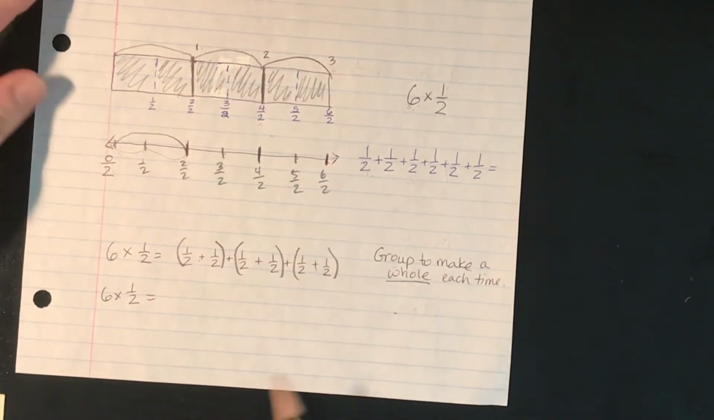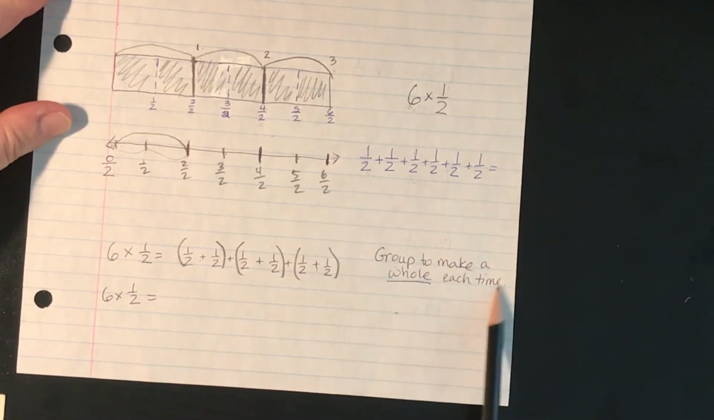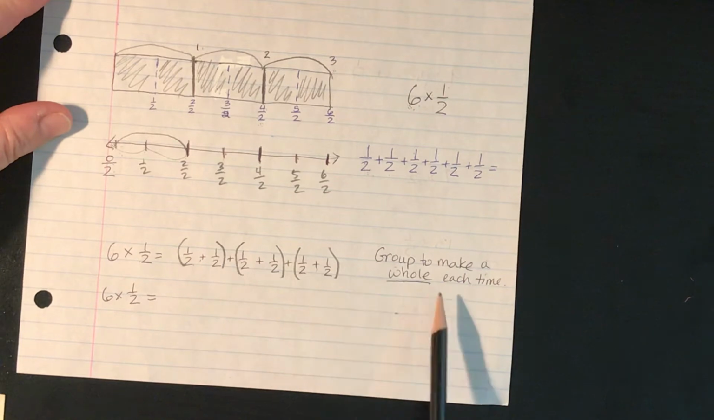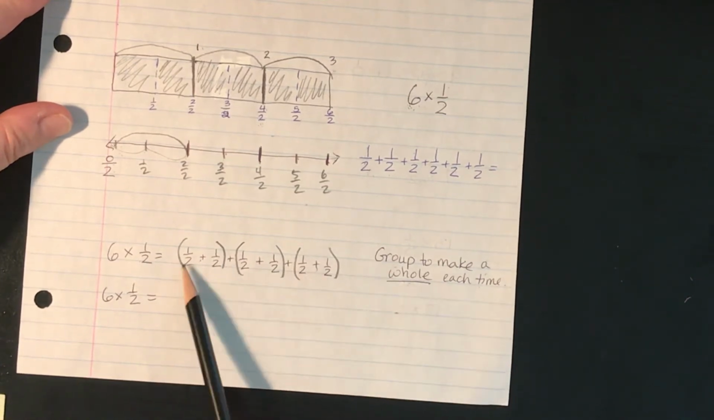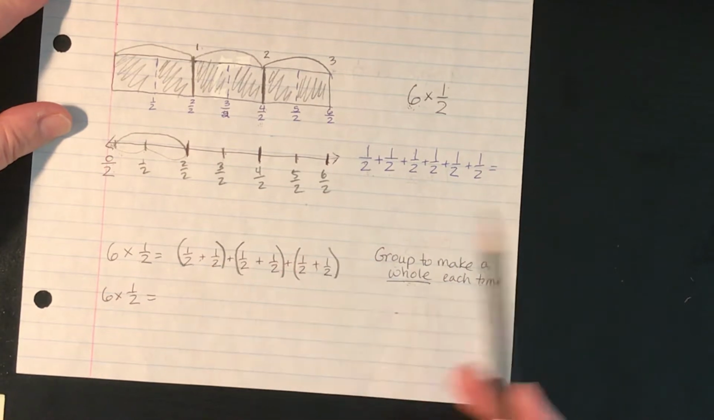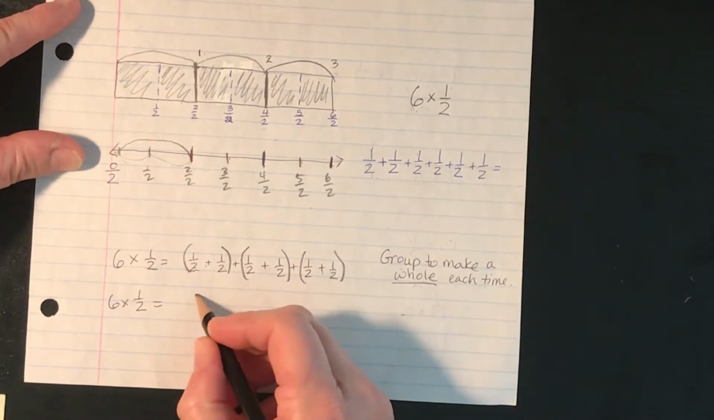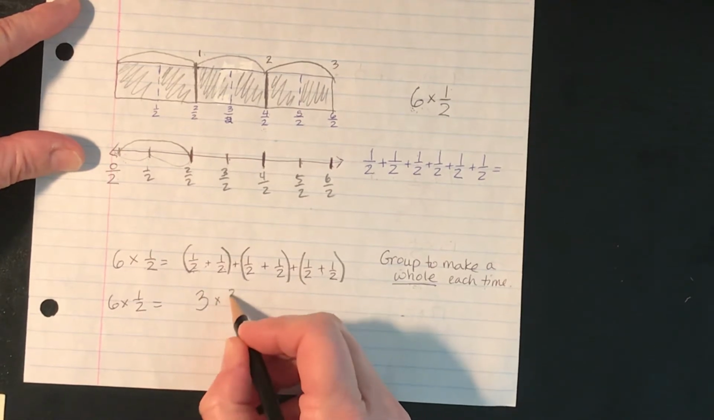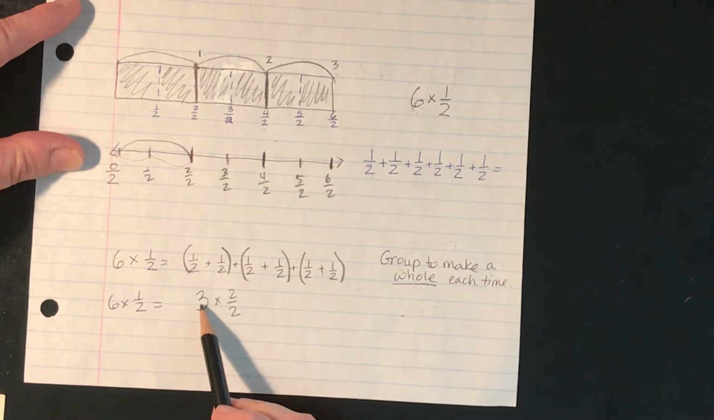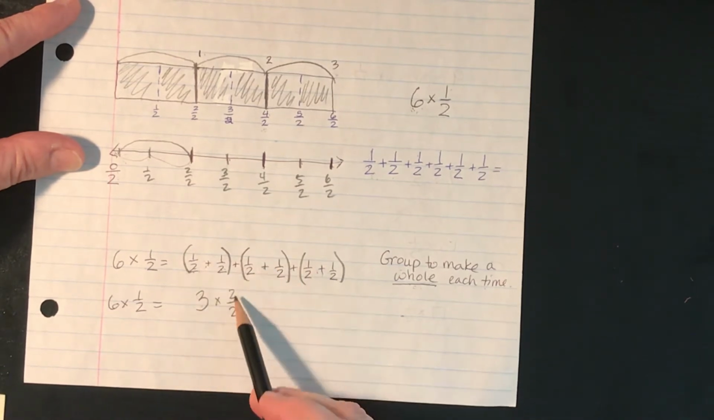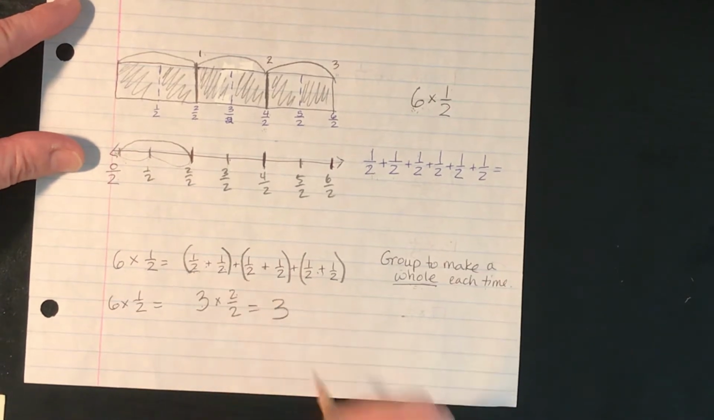So to go back to what I was saying, this idea of grouping our unit fractions to make a whole each time. With halves, we know it takes 2 halves to make 1 whole. So then I can see that I have 2 halves. Technically, I have it 3 times. I have 1, 2, 3 groups of 2 halves, which is the same as 3.